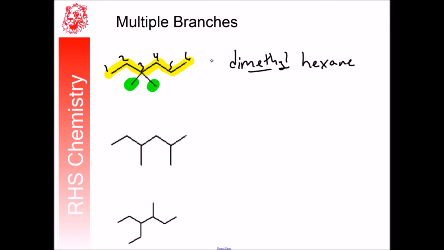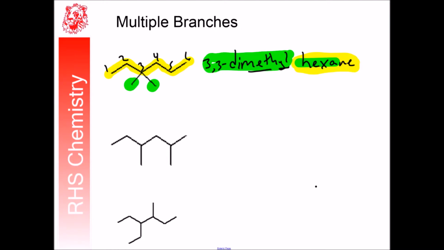And I'm going to tell them where they are. This is going to be 3, 3. So off of carbon number 3, I've got a methyl group. Off of carbon number 3, I have another methyl group, and it's on a 6-carbon chain. That corresponds to that. There's my branch.